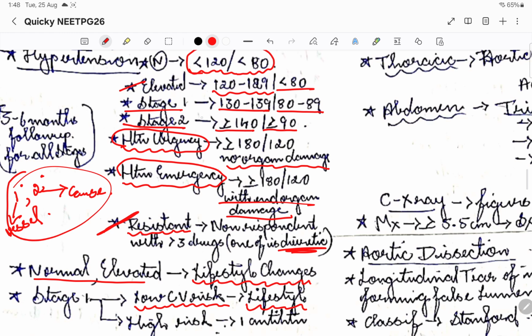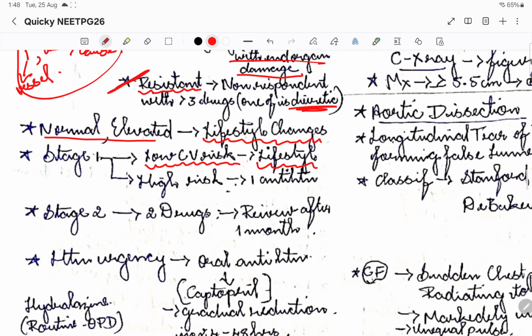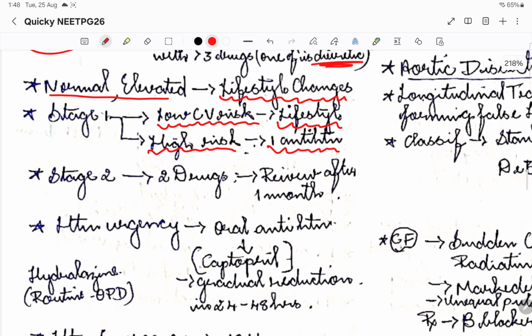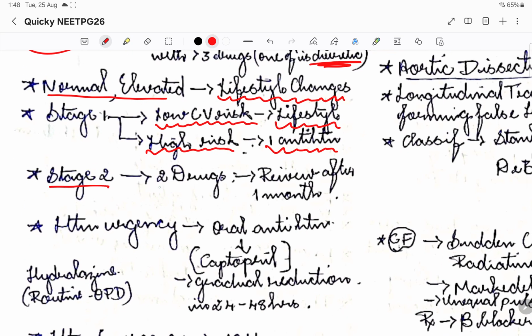Suppose a patient comes to you with 131 till 140, we are going to tell them to go for lifestyle change only. We won't give antihypertensives. If they have cardiovascular risk, we will be doing a thyroid test and all the lipid profile tests. Suppose we see high cholesterol and there might be a risk of cardiovascular disease, that is when we'll add one antihypertensive. Then coming to stage 2, we are going to go for 2 drugs, and tell them to review after 1 month. So after 1 month we'll call them back.